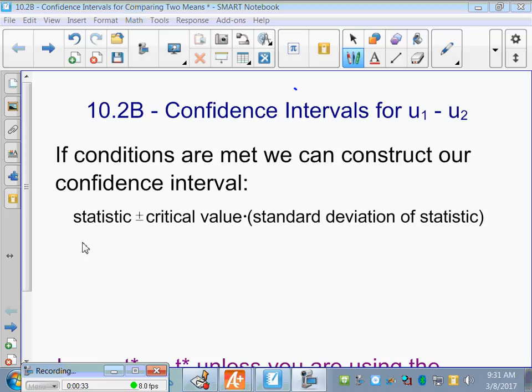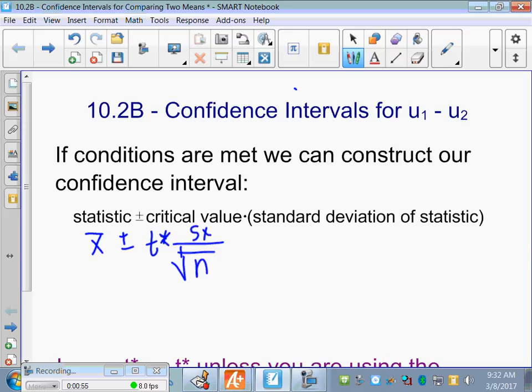So what's the statistic when we're doing means? X bar, good. And what was the critical value when we're doing means? T star. And you guys remember the basic formula for the standard deviation? Yep. So Sx is the sample standard deviation divided by the square root of n. So that's the formula when we just have one mean and we're not finding the difference.